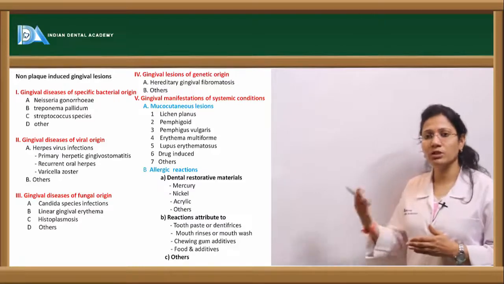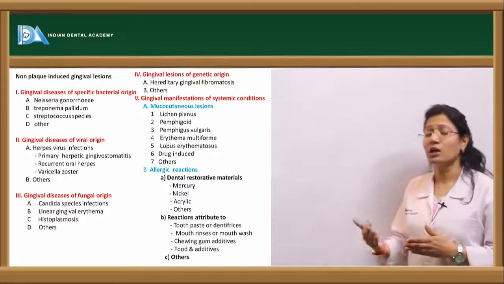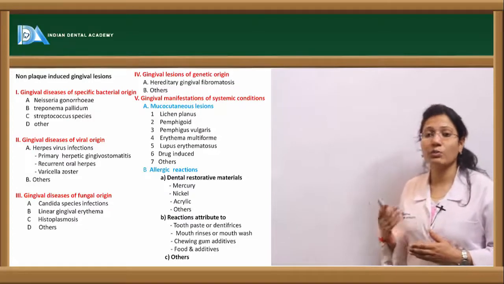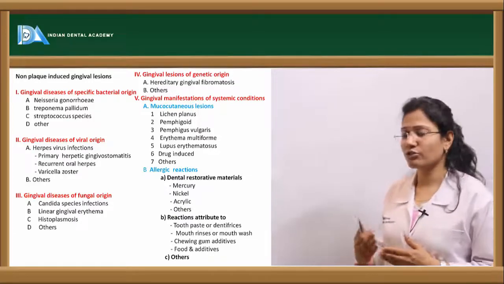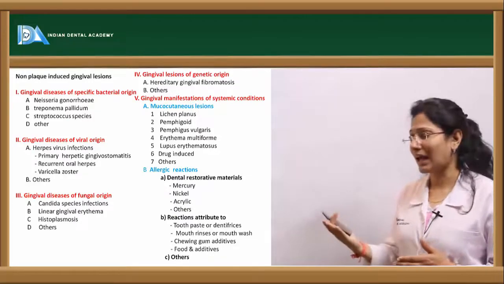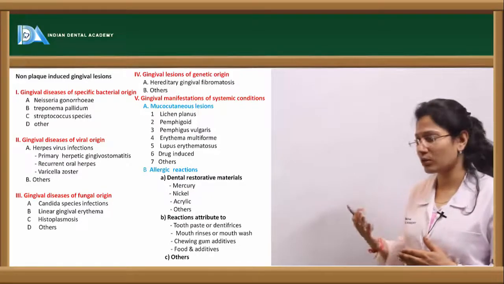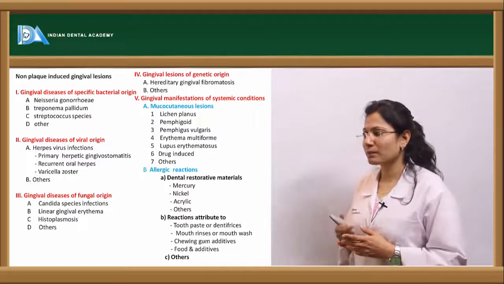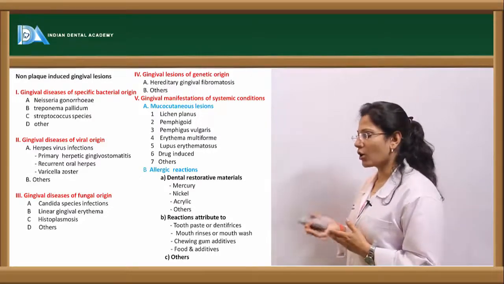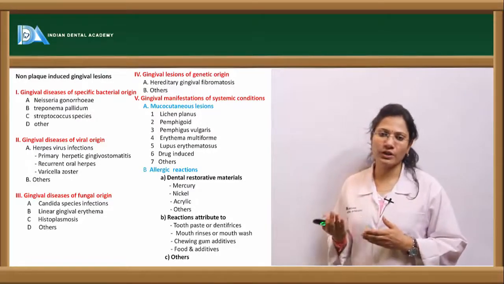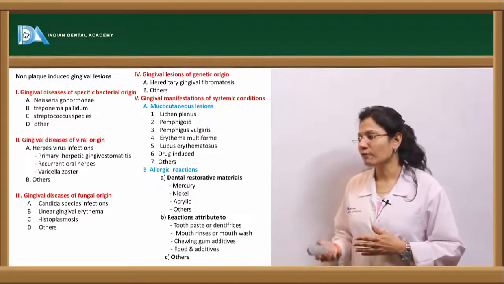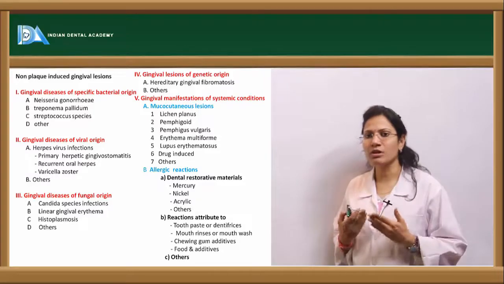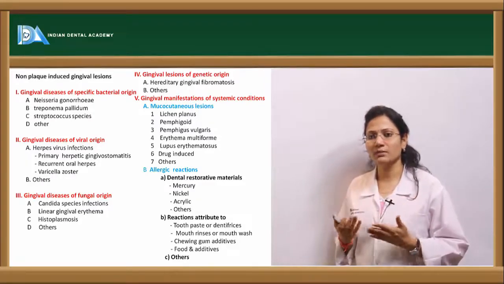vulgaris, pemphigoid, bullous pemphigoid, erythema multiforme, lupus erythematosus, etc. And then allergic reactions, the one to your dental materials or restorative materials, maybe to mercury, it can be to nickel, it can be to acrylic or any other dental materials. And then reactions attributed to toothpaste, dentifrices, mouth rinses or mouthwashes, chewing gum additives or any other additives in the food, or food itself can produce some reactions and lead to some kind of gingival disease.